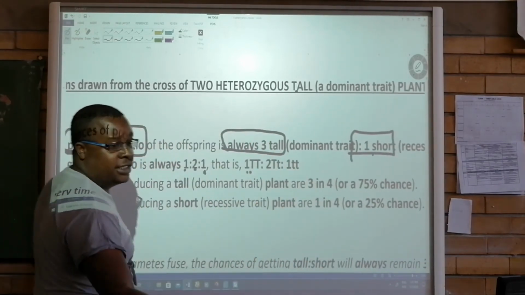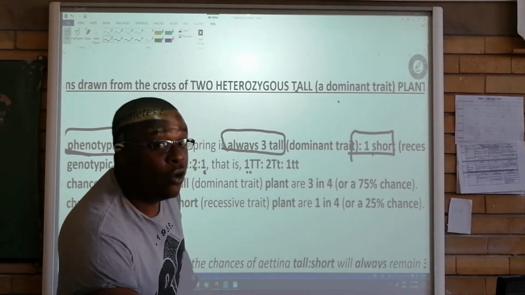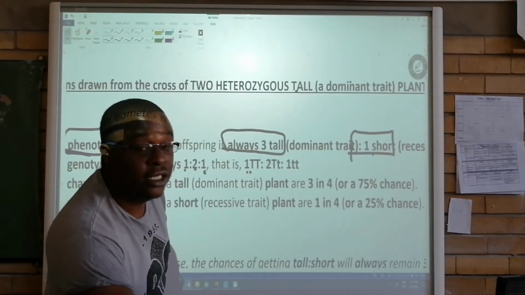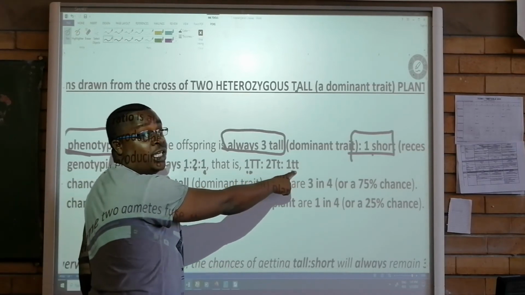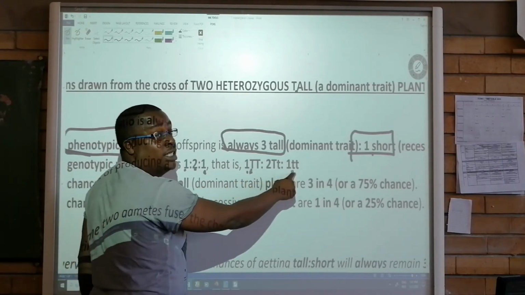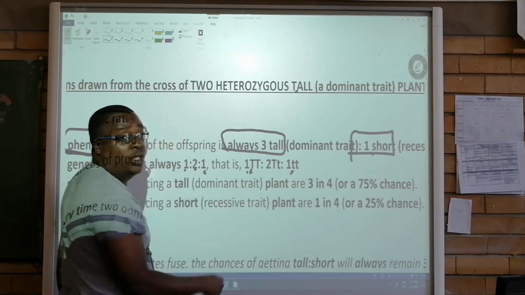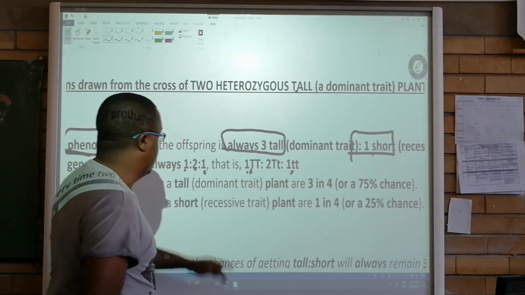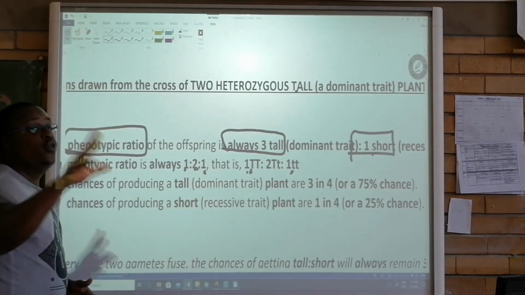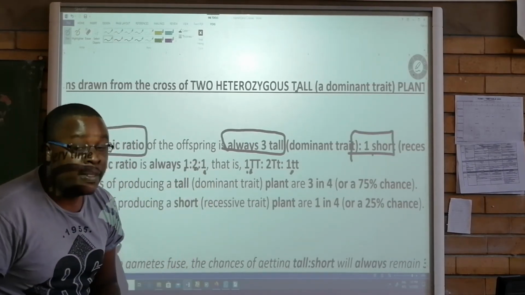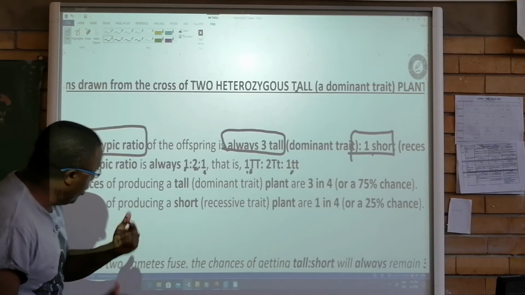One was for the homozygous tall and the other was for the homozygous short. And then in between, you have two of the heterozygotes. So 1:2:1. You can't forget it. You should not forget it, because it's going to be examined. I'll come back to it.